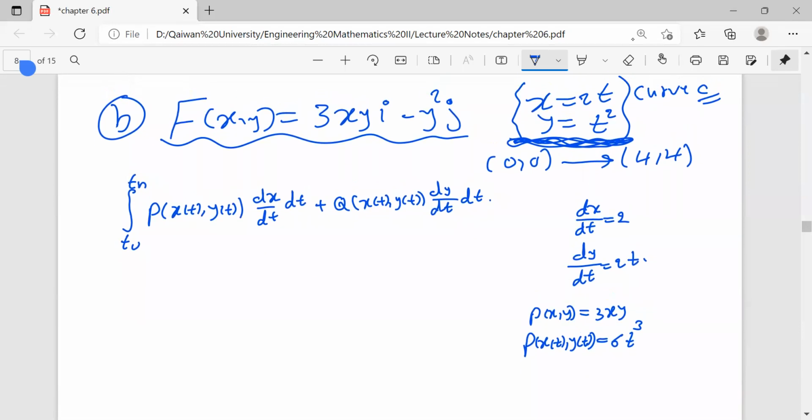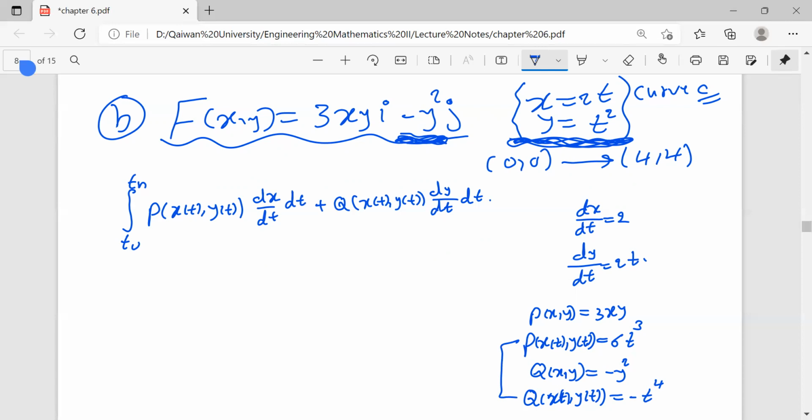And also we find q of x of t, y of t. Here we have given that q of xy is minus y squared. Then q of x of t, y of t equals, we replace y by t squared, and you get minus t to the power 4. These two are p of x of t, y of t and q of x of t, y of t.